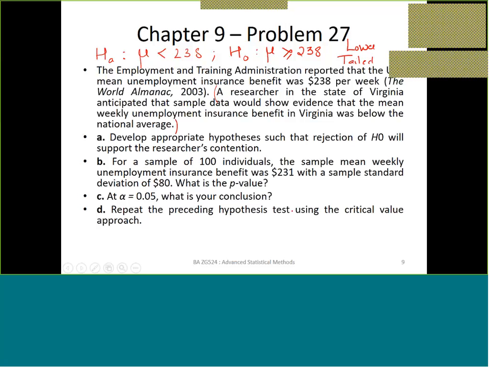Now let us talk about the data. We have n equal to 100 and x bar is equal to 231, and sigma is unknown and we have S is 80. So S is known, that is, sigma is unknown. Though the population is not normal, the sample size is very large and sigma is unknown, so we use T tables rather than Z. So can we do this problem? You can do it in a similar way.